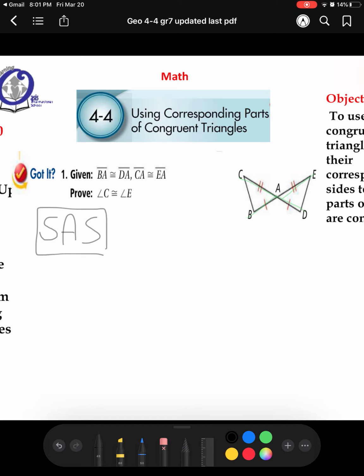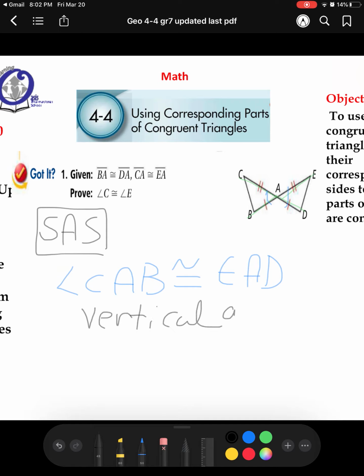Can I do so? Let's see. Can I find an angle in between those two sides? Look at the figure. Can I? Yes, this is the angle. So the angle CAB is congruent to which angle? EAD. By which property? By the vertical angles. I can say that they are vertical angles.